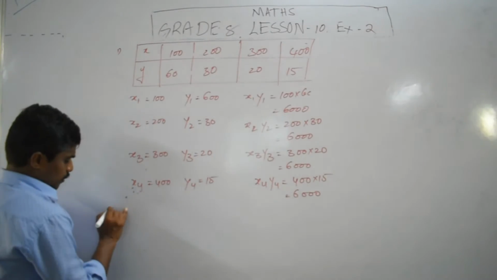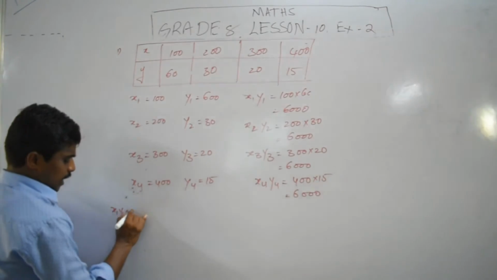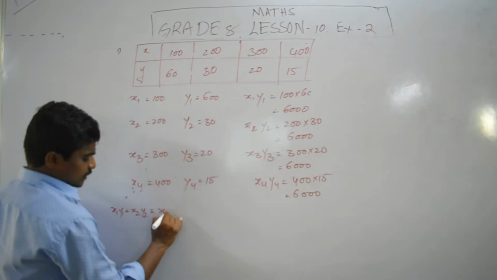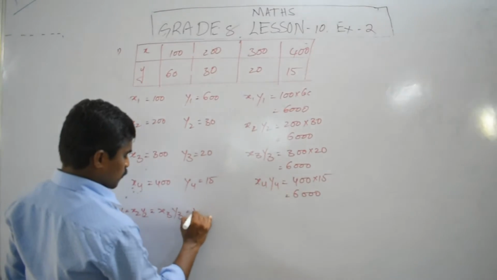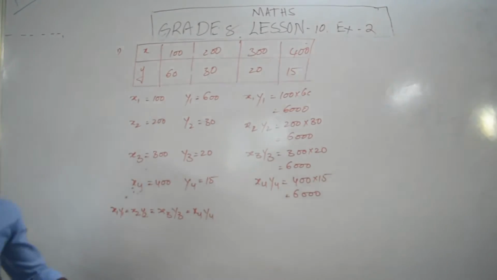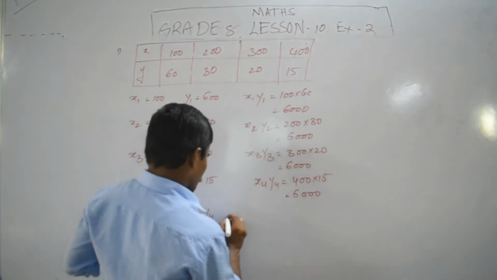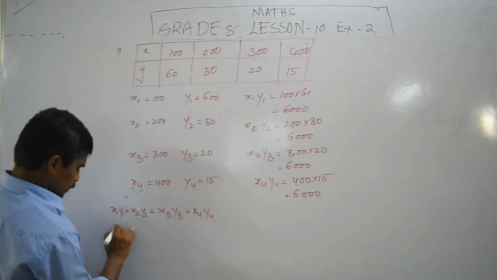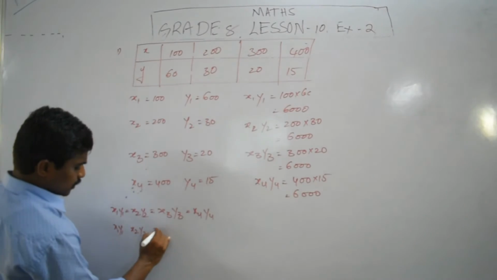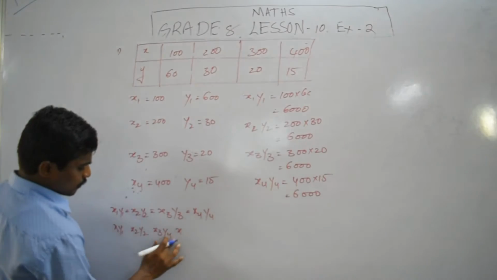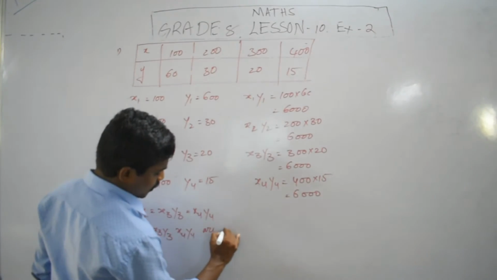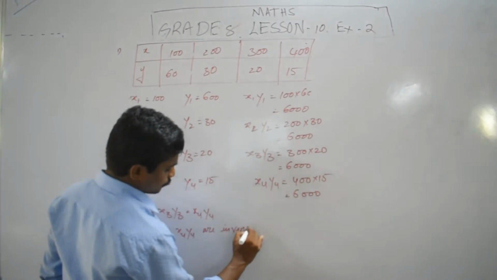So now x1 y1 equal to x2 y2, x3 y3 equal to x4 y4. These all are equal. So x1 y1, x2 y2, x3 y3, x4 y4 are inverse proportional.